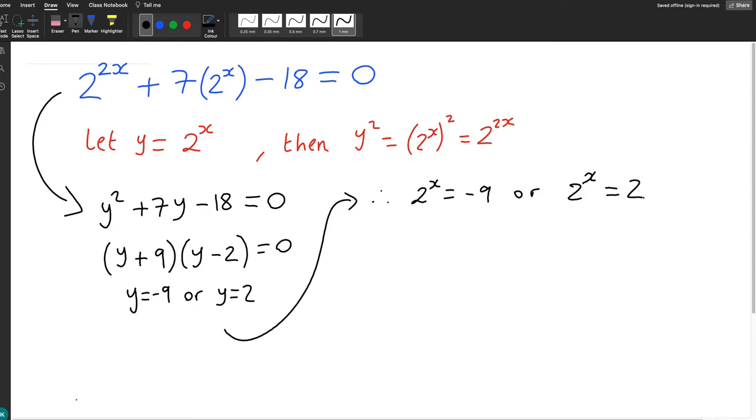The bit on the left-hand side is nonsense, because you can't have 2 to the power of something equals minus 9, it's not going to work. If I were to try and take logs of both sides, then x would be log to the base 2 of minus 9, but how am I getting to a negative number from 2? Not happening. So it's just this one where we can quite clearly see that x is equal to 1.